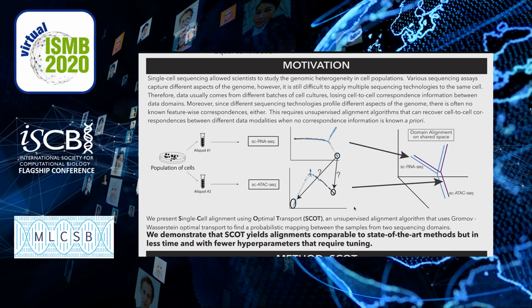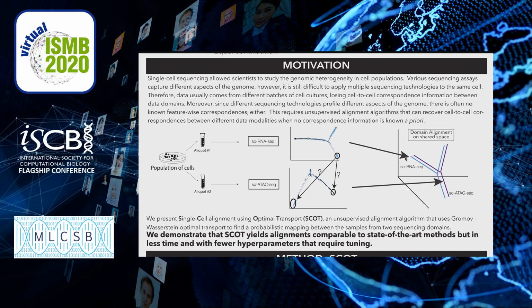Availability of co-assays on single cells, where multiple sequencing technologies can be applied on the same cell, is still very limited, and for some combinations of sequencing methods, it's not possible to perform co-assays, since they may require access to the same part of the genome and interfere with one another. This means single-cell sequencing data usually comes from different batches of cell cultures, where cell-to-cell correspondences are unknown. And since these sequencing methods profile different aspects of the genome, we often don't have feature-wise correspondences either.